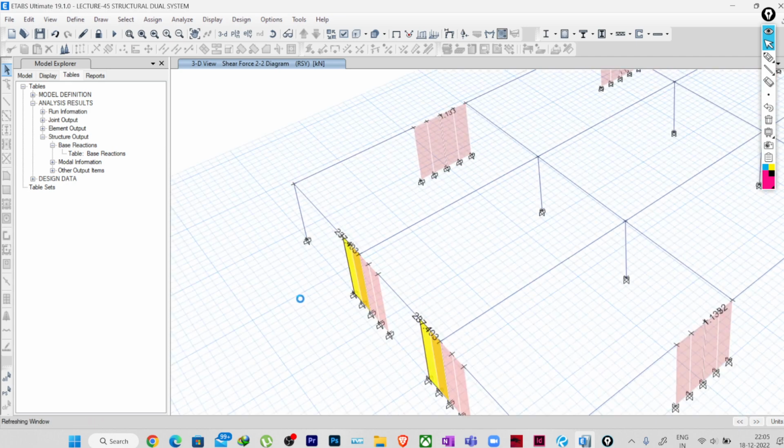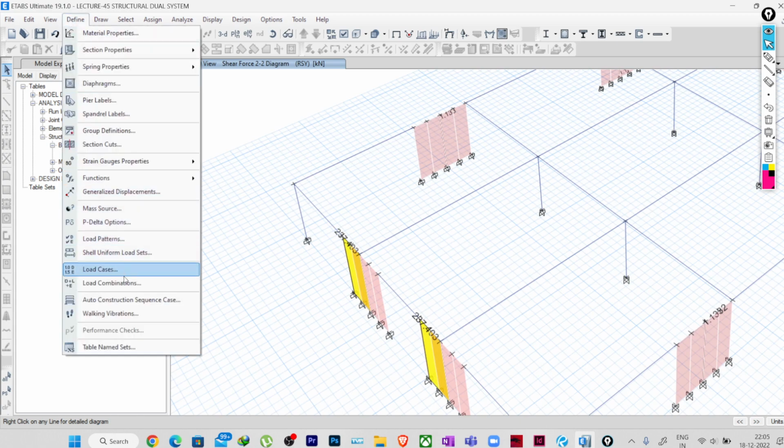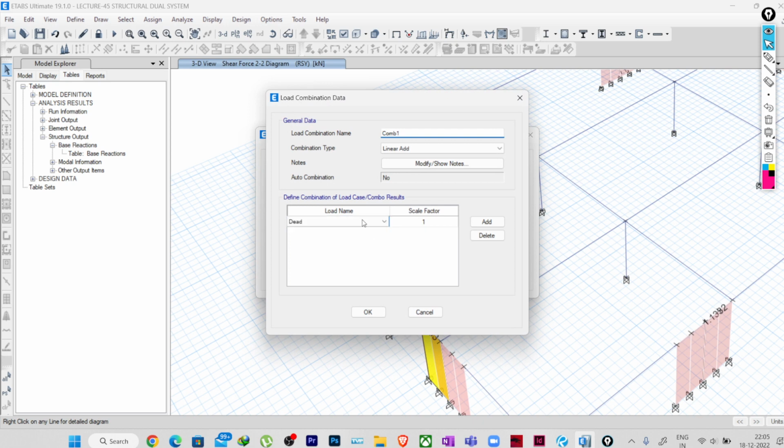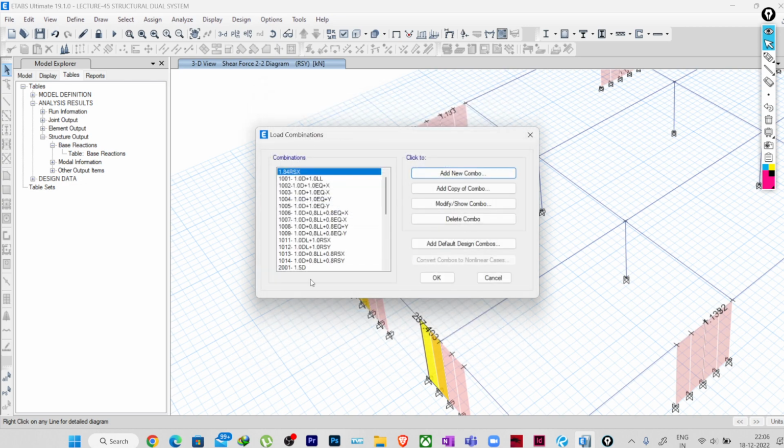So let me create a load combination with this individual load just to show you. Let me take RSX, so it will be 1.84 RSX. Let me change this to 1.84 just to verify whether the columns are taking 25% base shear or not.